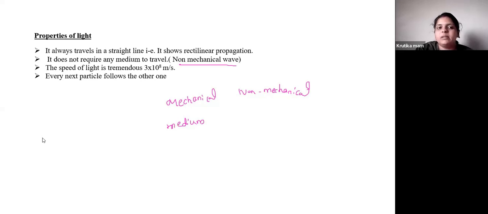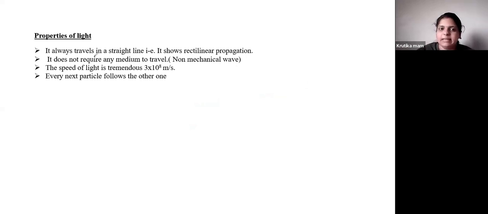Getting? Okay. So first point, light travels in a straight line. Second point, light doesn't require any medium to travel. So it is also called the non-mechanical wave. Third point, the speed of light can also be calculated. The speed of light is calculated and it is 3 into 10 to the power of 8 meter per second. Okay, so this is in the vacuum, students, this is the standard value, it is for the vacuum.